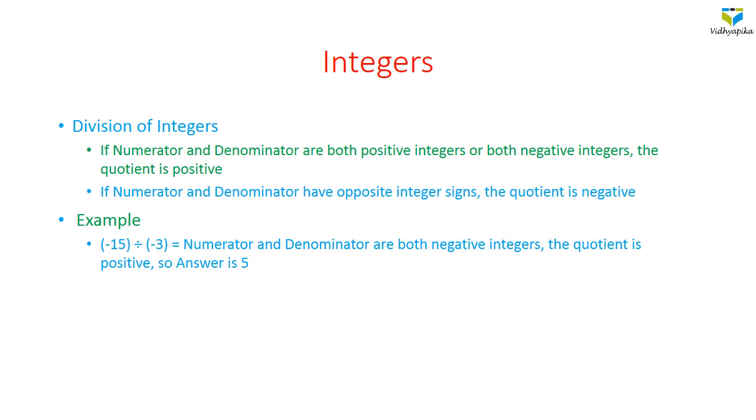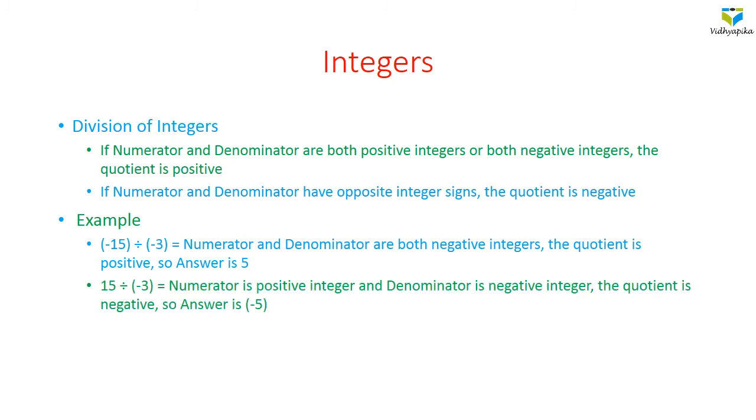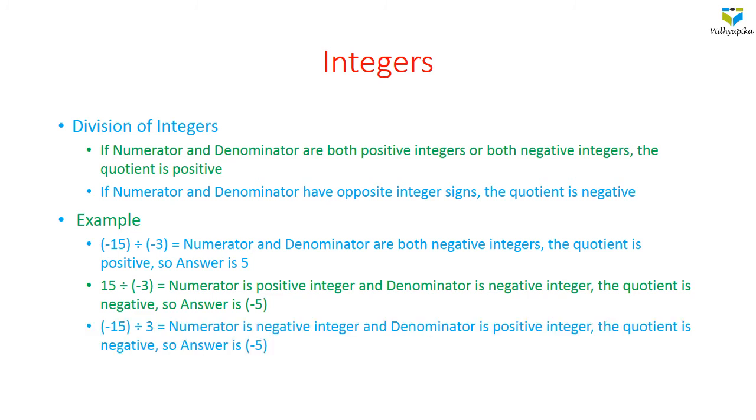Negative 15 divided by negative 3. Here, numerator and denominator are both negative integers. The quotient is positive, so answer is positive 5. Positive 15 divided by negative 3. Here, numerator is positive integer and denominator is negative integer. The quotient is negative, so answer is negative 5.